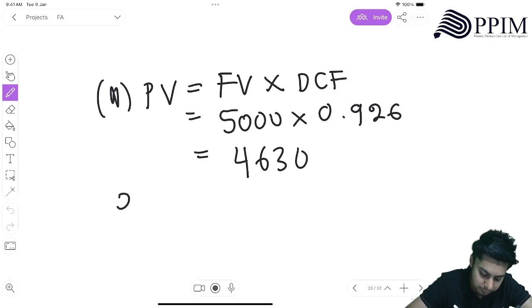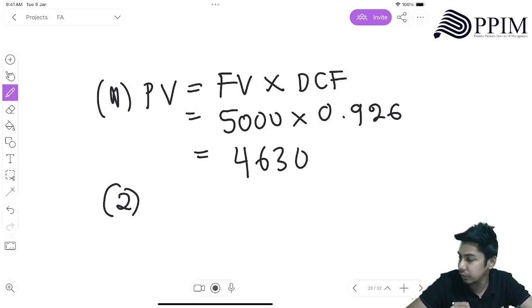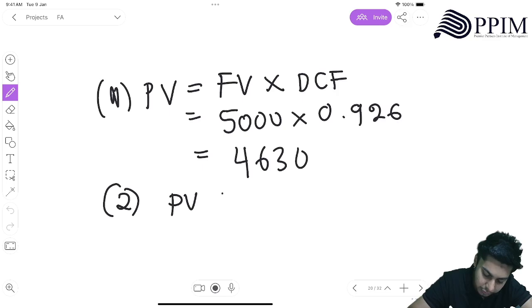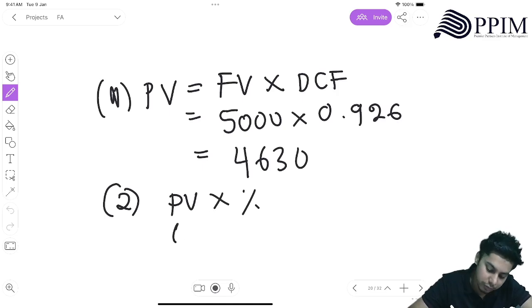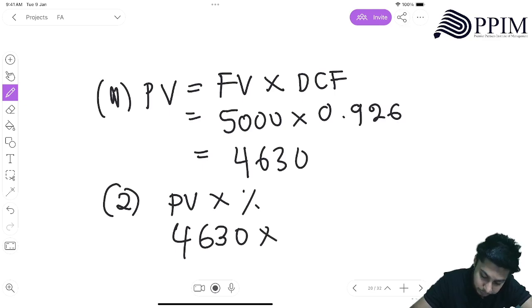After we find the present value, what is the second thing, guys, we do? Unwinding the discount. Exactly. So, guys, how to unwind the discount? Take the present value and multiply by the percentage. Correct. So, guys, what's the present value now? 4,630. What's the percentage? 8.